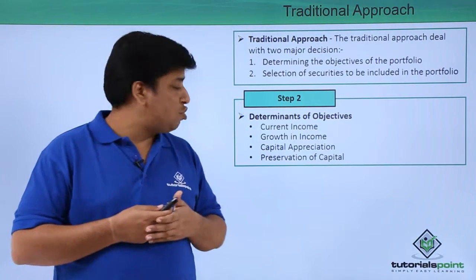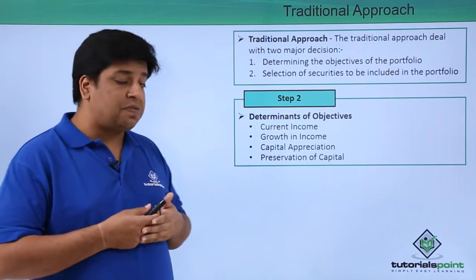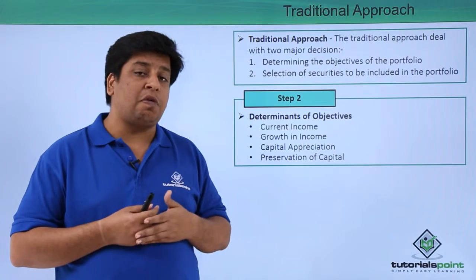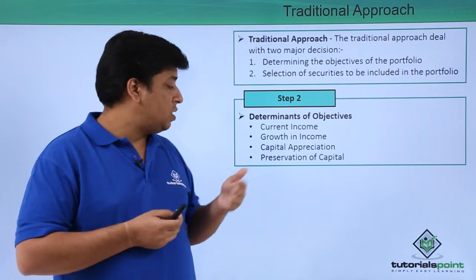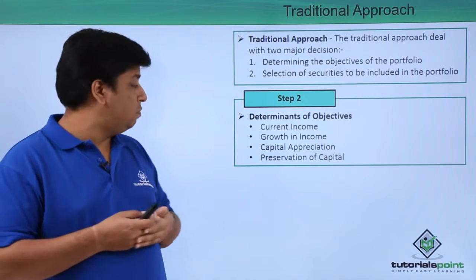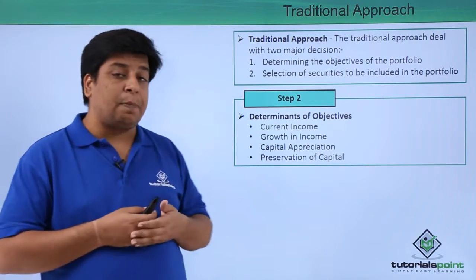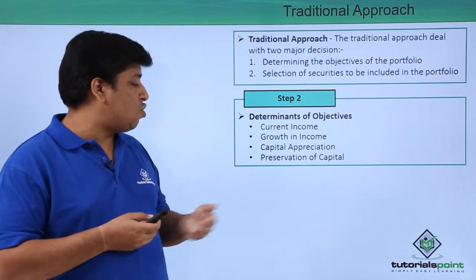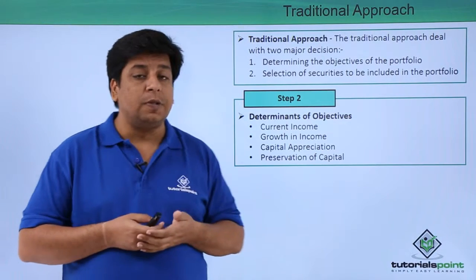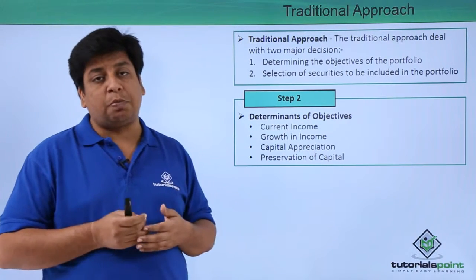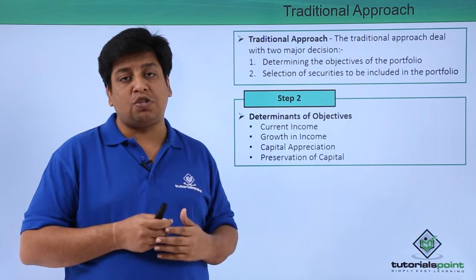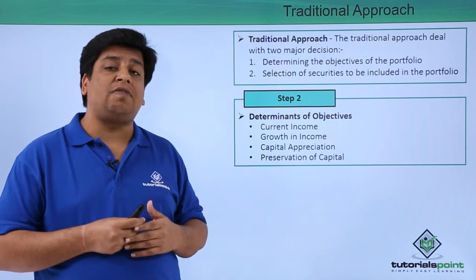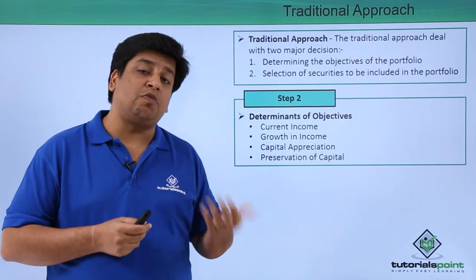Step 2 is determinants of objectives. Exactly what is the objective of your portfolio construction? First is your current income, second is your growth in income, third is your capital appreciation, and fourth is your preservation of capital. That means once you construct a portfolio, definitely you want to minimize the risk, but you also need to make sure that you are having profit and you are having wealth.